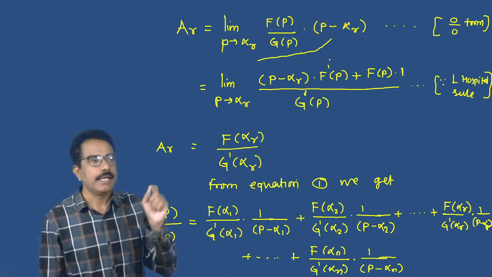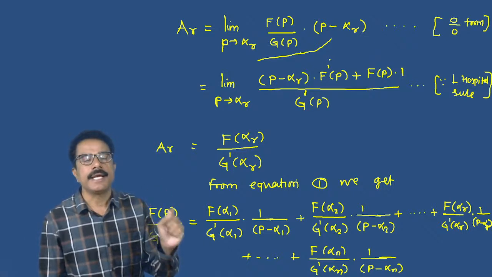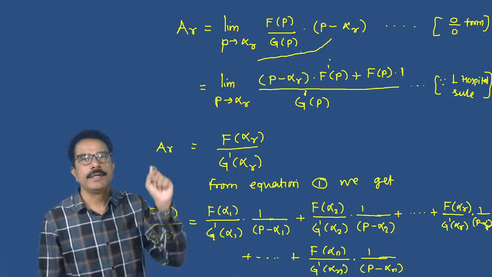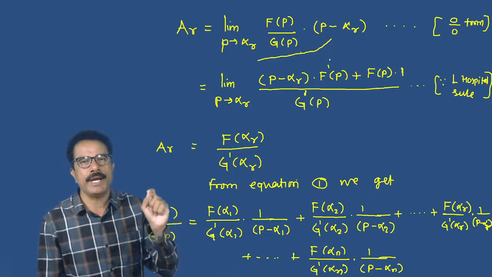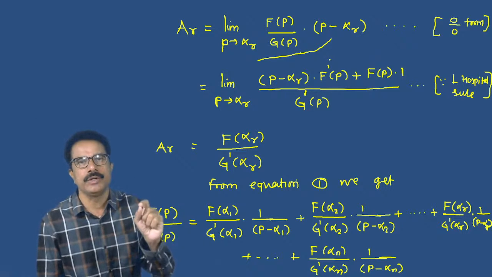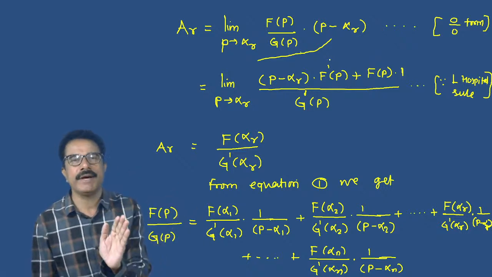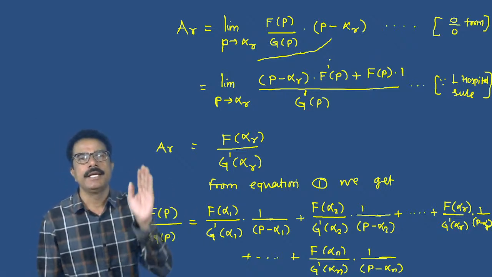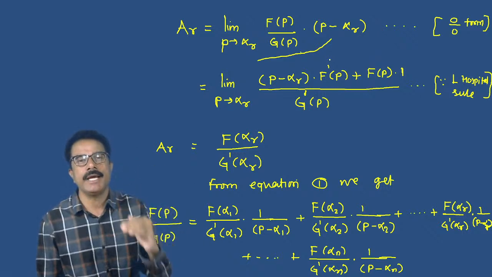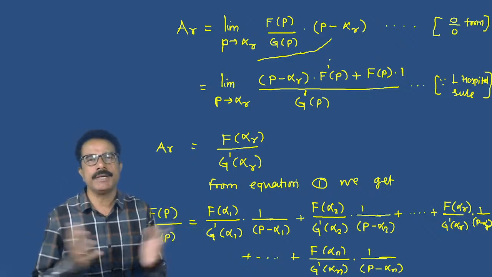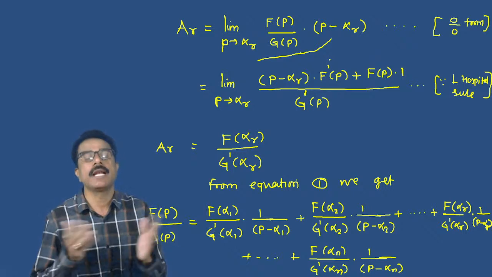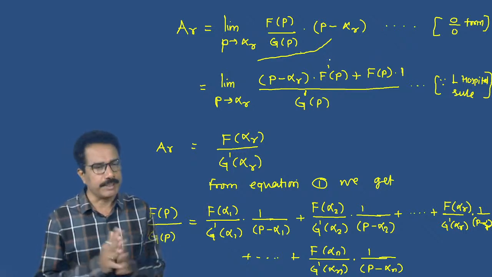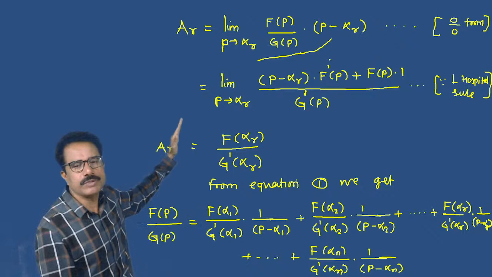If limit x tends to a, capital F of x divided by small f of x is of the form 0 by 0, then that limit is equivalent to limit x tends to a, capital F dash of x divided by small f dash of x. This method is called the L-Hospital rule, L-Hospital method. So here we have to use the L-Hospital rule.